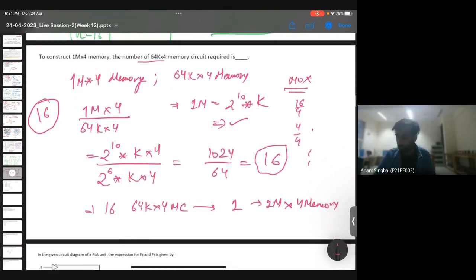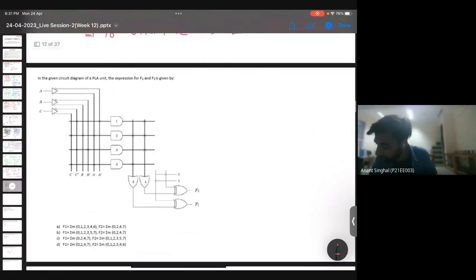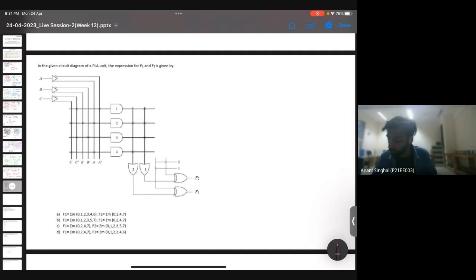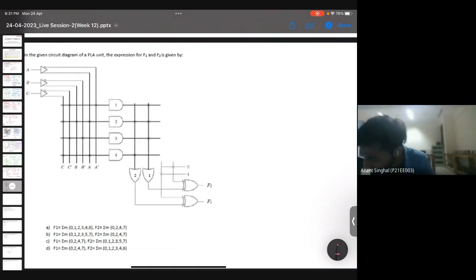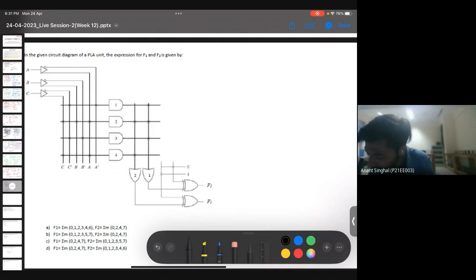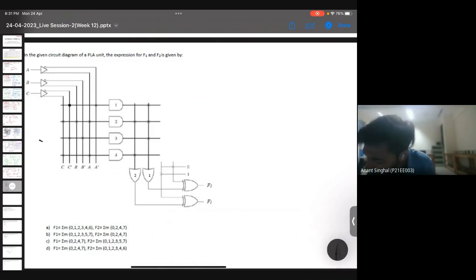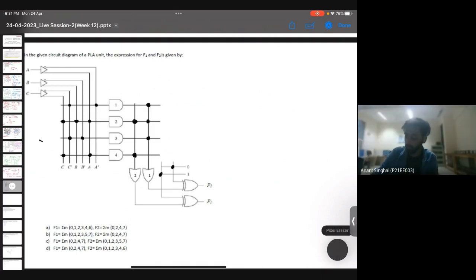Maybe you can try the next question by yourself because it is quite easy. It is a PLA question, so you can try. If it is not visible, let me make it clear. The connections. So one connection is here, one is here. Now you can try this question. I'll give you 5 minutes for the same.